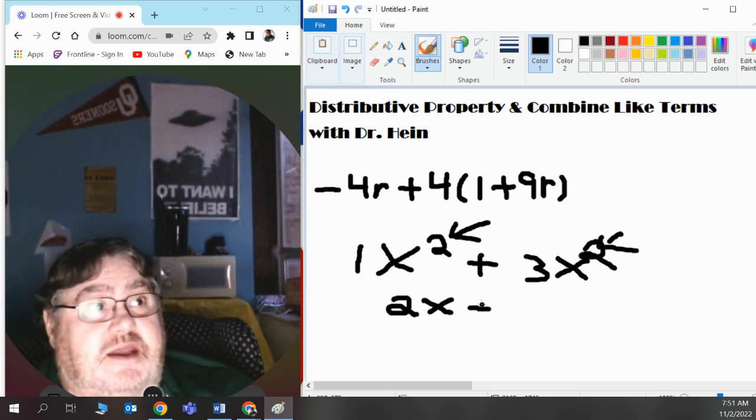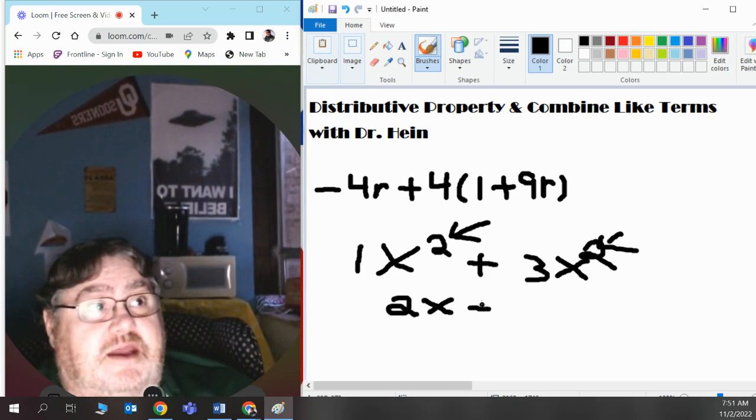Then we'll multiply, again using distributive property, 4 times 9r. 4 times 9r is positive 36r. Okay, and then finally what we'll do, we'll drop down everything we haven't used. I'll drop down the negative 4r. And the 4 was positive, so I'll go ahead and drop that down. That leaves me with negative 4r plus 4 plus 36r.